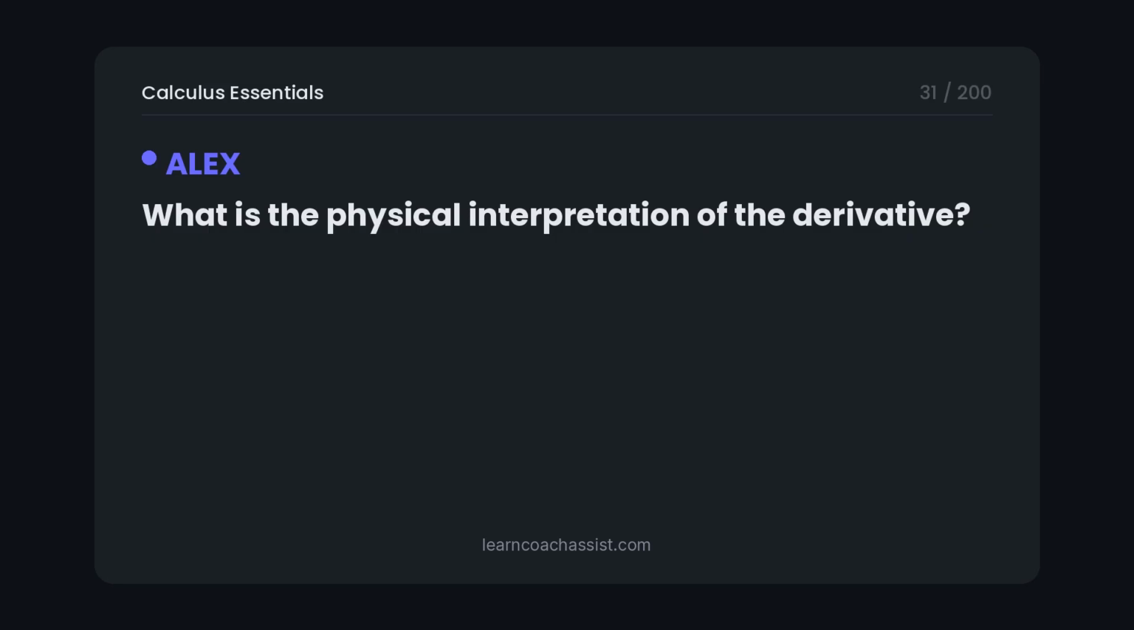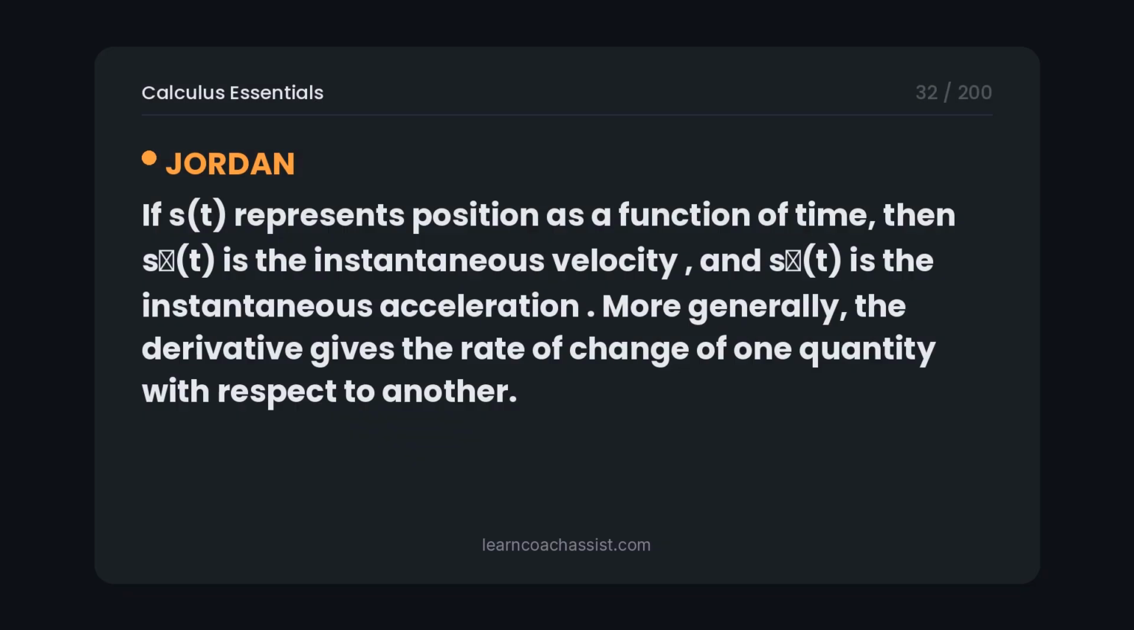What is the physical interpretation of the derivative? If s(t) represents position as a function of time, then s'(t) is the instantaneous velocity, and s''(t) is the instantaneous acceleration. More generally, the derivative gives the rate of change of one quantity with respect to another.